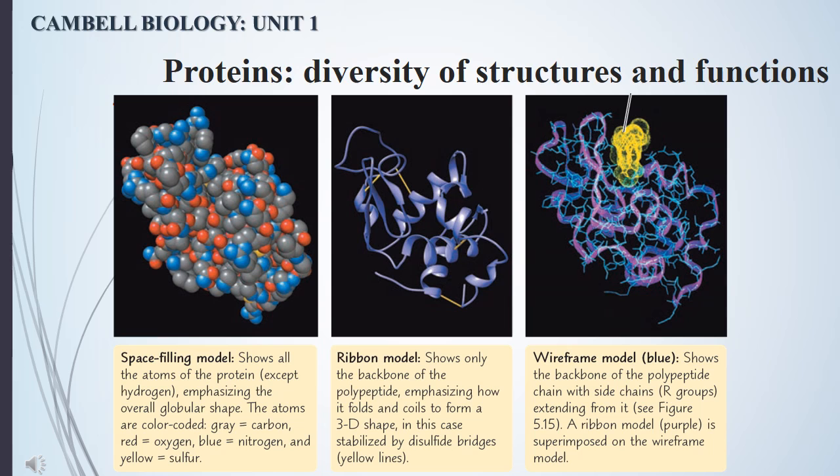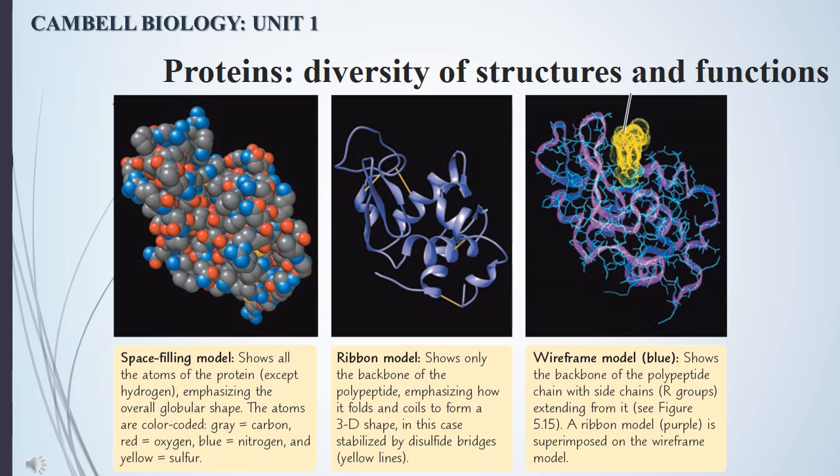Next, we have the ribbon model. This only shows the backbone, and it emphasizes how the protein is coiled, or how it's shaped into its 3D shape. It can show the important bridges like disulfide bridges depicted in yellow. We will talk about this later. These are some of the most essential bridges in a protein.